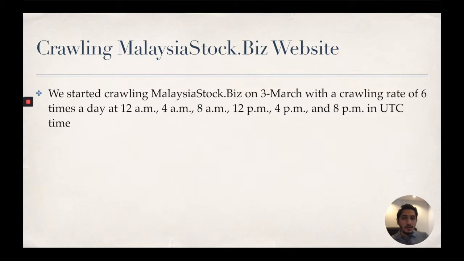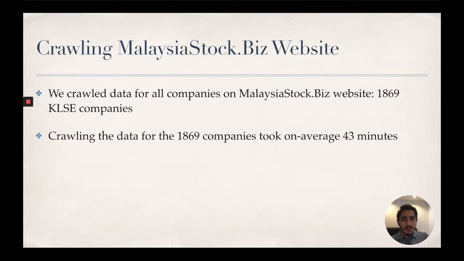And now for the malaysiastock.biz website, we started crawling data on 3 March, 6 times a day, at 12 a.m., 4 a.m., 8 a.m., 12 p.m., 4 p.m., and 8 p.m. in UTC time also. The same for malaysiastock.biz, we crawled data for all companies listed on the website, which are 1,869 companies. And crawling the data for all these companies took 43 minutes on average.